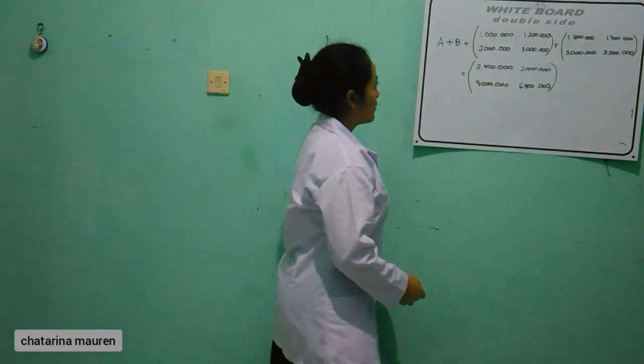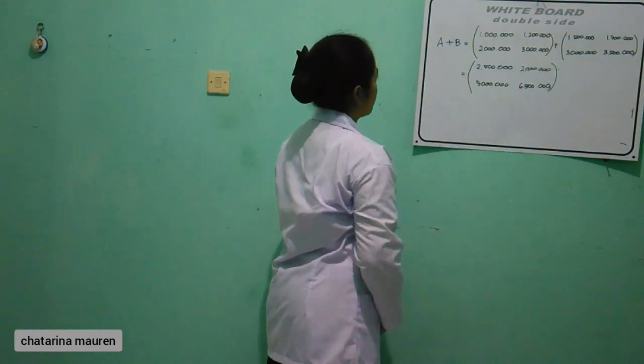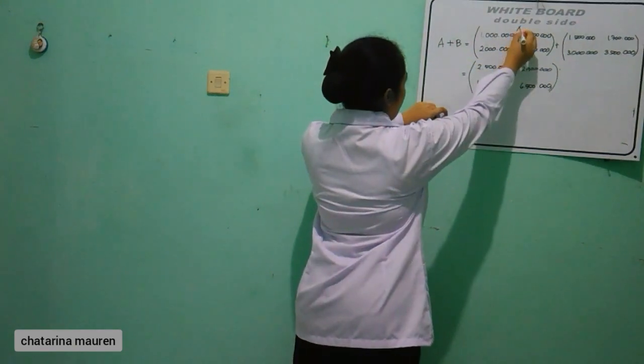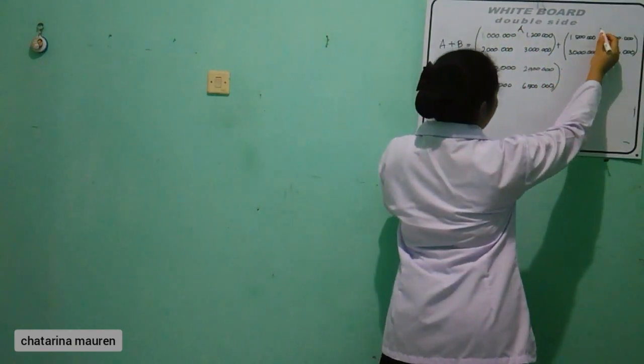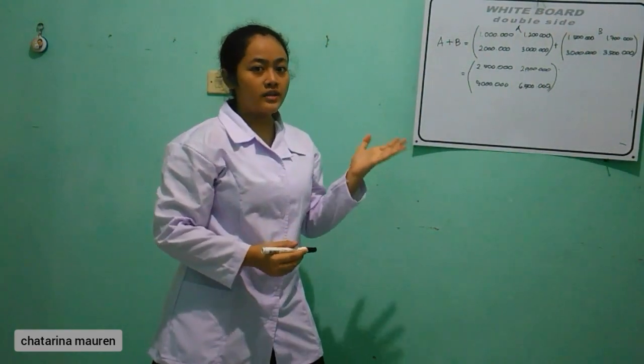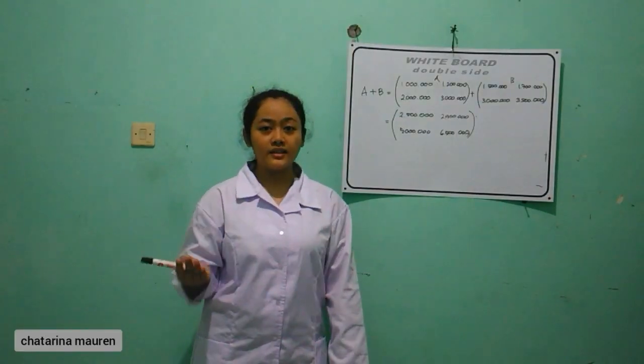Is it clear? Let us check the order of each matrix. Here we have matrix A, and here we have matrix B. What can you say about matrix A and B? I think matrix A and matrix B are square matrices, ma'am. Yeah. Any other comment? They have the same order, ma'am.